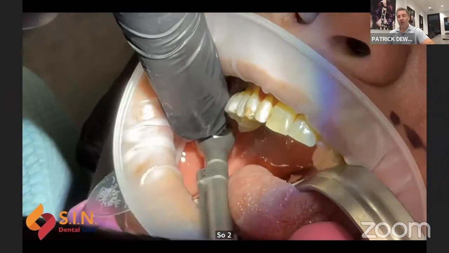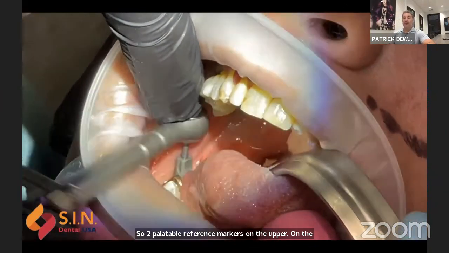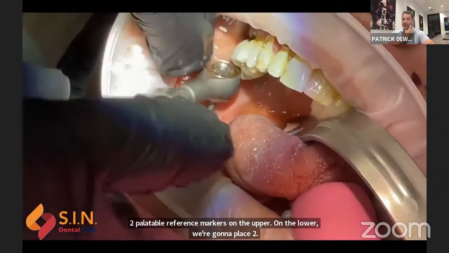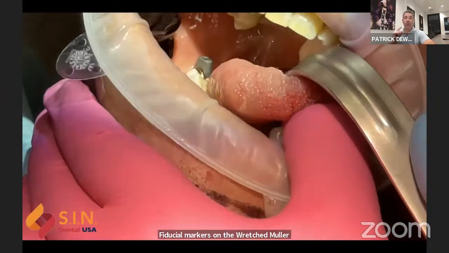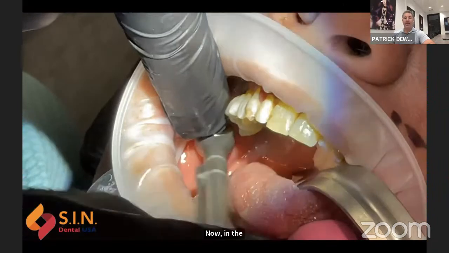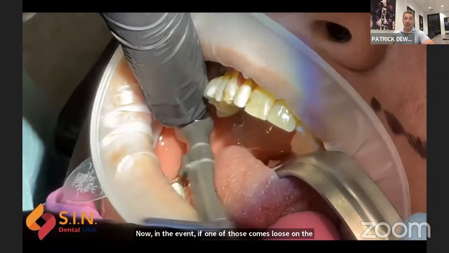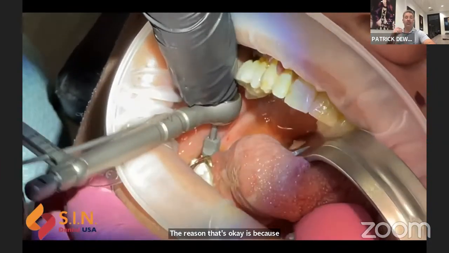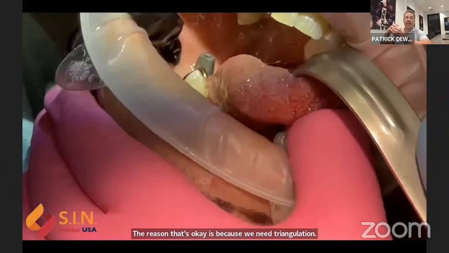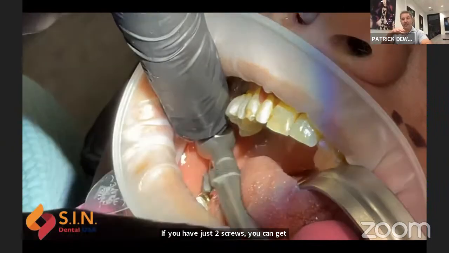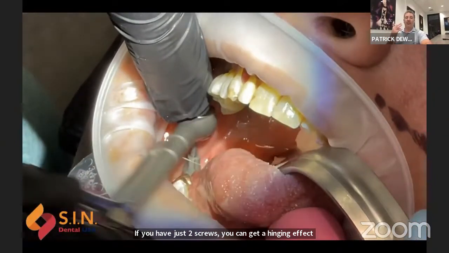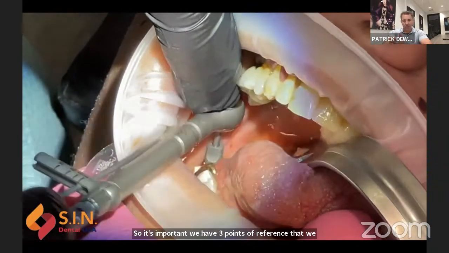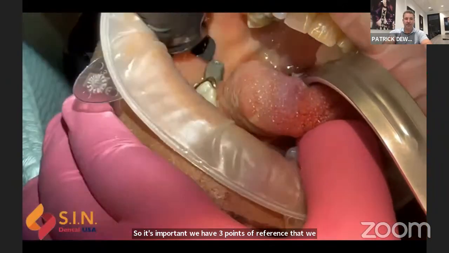On the lower, we're going to place 2 fiducial markers on the retromolar pads, 2 on each side. Now, in the event that one of those comes loose on the bottom, that's going to leave us with 3. The reason that's okay is because we need triangulation. If you have just 2 screws, you can get a hinging effect and things can be distorted. So it's important we have 3 points of reference so we can match in exocad, and I will show this here in just a few slides.